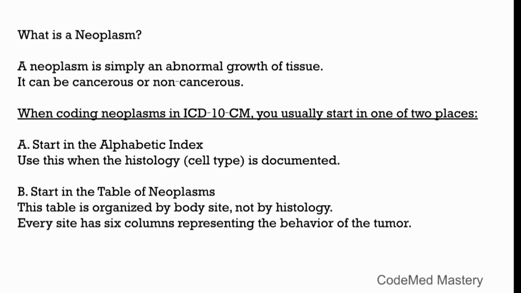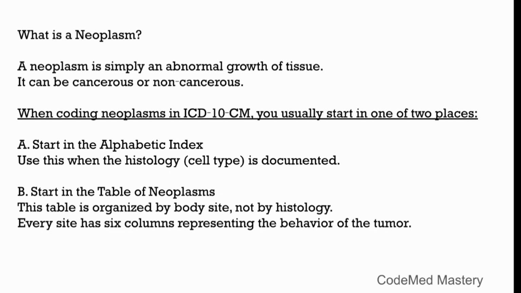First, we have to know what is a neoplasm. A neoplasm is simply an abnormal growth of tissue. It can be cancerous or non-cancerous. When coding neoplasm, we can usually start in one of two places. That is, start in the alphabetic index. Use this when histology, that is, cell type is documented. Next, start in the table of neoplasm. So, there are two ways we can code neoplasm: the alphabetic index or the table of neoplasm.